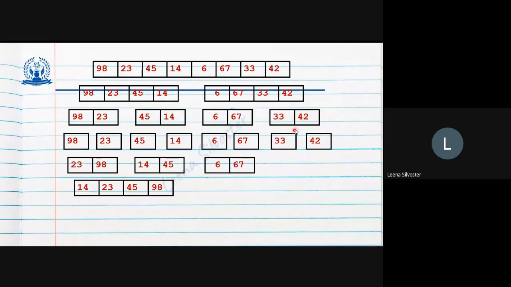So we will divide it first. It is also in sorted order. So we can directly merge it. So again, we will get a two element set. It is 33 first, followed by 42. Then we have to combine these two element sets. We have to merge this set and this set. So the pointer will be at this position and this position.